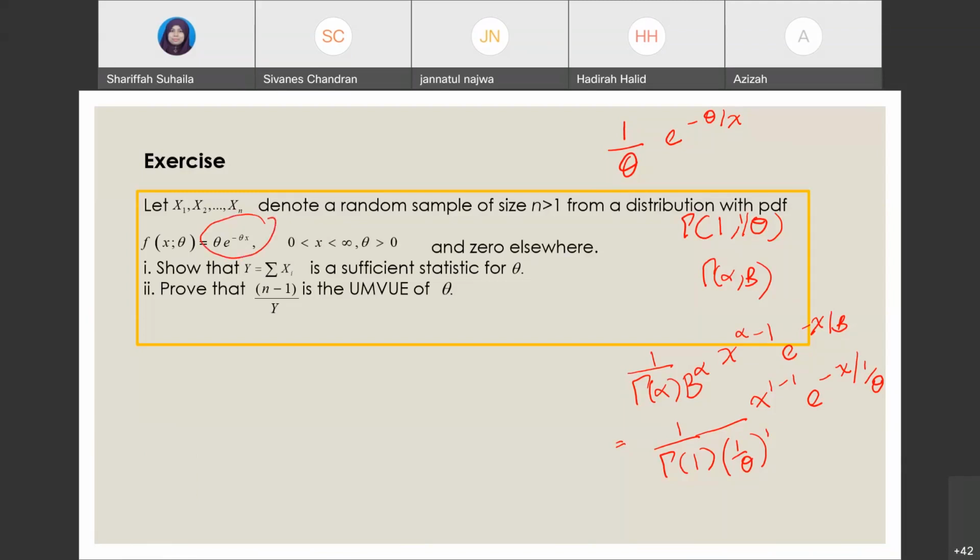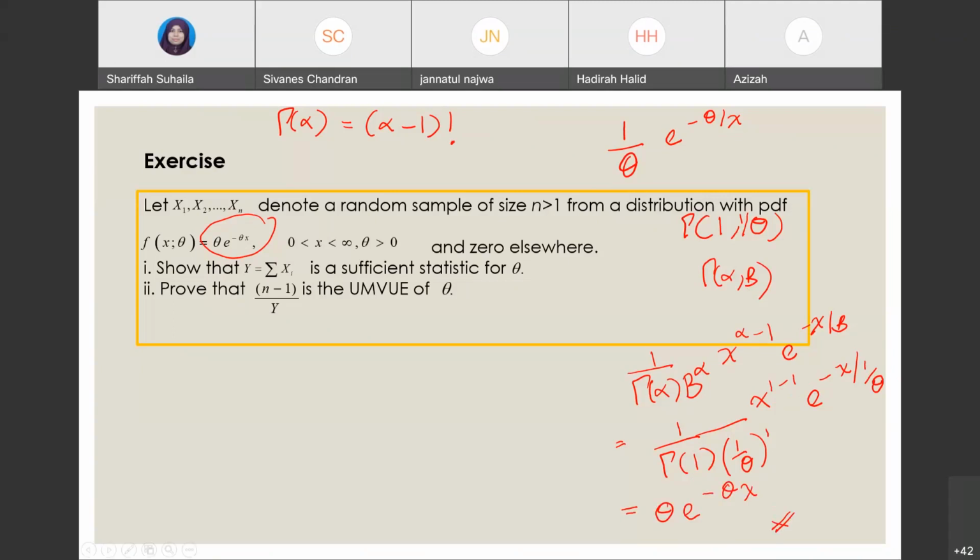So when we replace the gamma function, if we have gamma alpha, it means alpha minus 1 factorial. That is what it means. Gamma alpha is alpha minus 1 factorial. So gamma 1 means 1 minus 1 factorial. 0 factorial is equal to 1. So 1 over theta to the power 1, if we bring it up, it becomes theta. x to the power 1 minus 1, x to the power 0, so it becomes 1. Exponential negative x over 1 over theta, so it becomes exponential negative theta x. So that is your exponential distribution with scale beta equal to 1 over theta.